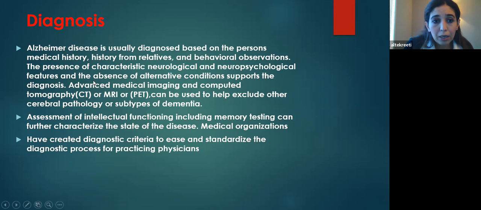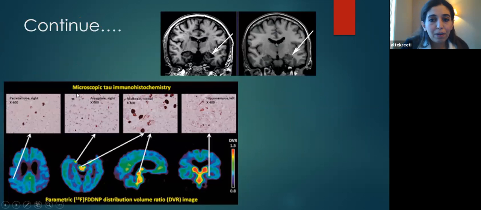After taking the history, we need to do imaging like CT, MRI, and PET, which are used to help exclude other cerebral pathology or subtypes of dementia. So assessment of intellectual function, including memory testing, can further characterize the state of disease and help to reach the definitive diagnosis.